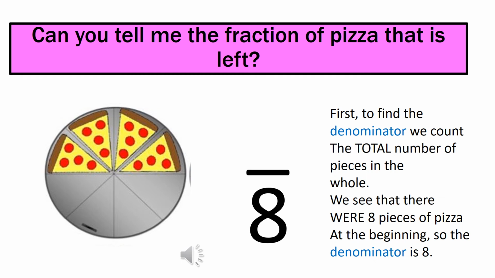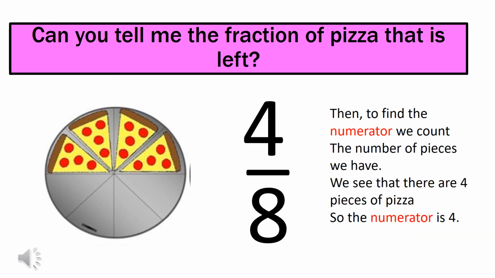In this example, we're going to start by finding the denominator. Remember, the denominator tells us how many pieces there were at the start. We see that there were 8 pieces of pizza at the beginning. So our denominator is going to be 8.